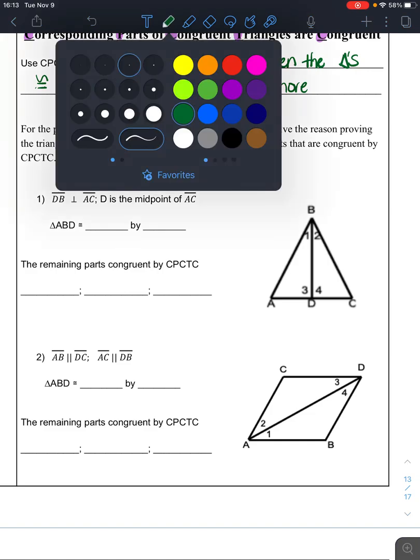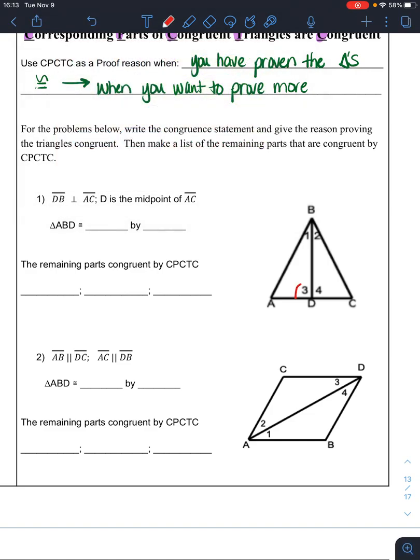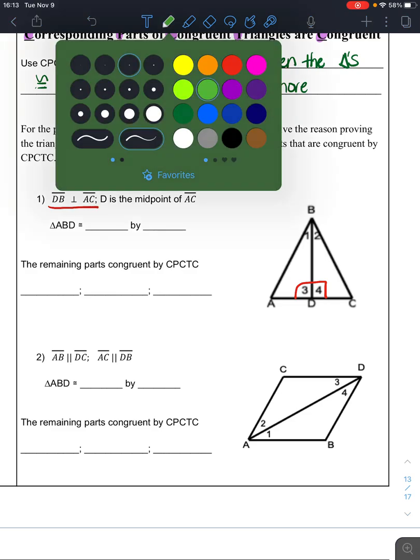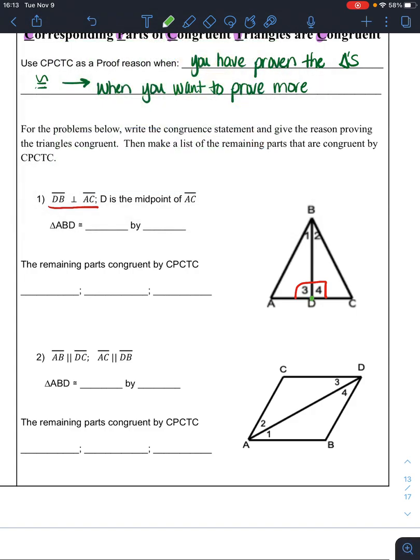So it says that DB is perpendicular to AC. So perpendicular means that they are at right angles. Okay, so this is what I know because of that. It also says that D is the midpoint of AC. D is the midpoint of AC means that AD is congruent to DC. So that's what I know because of that.